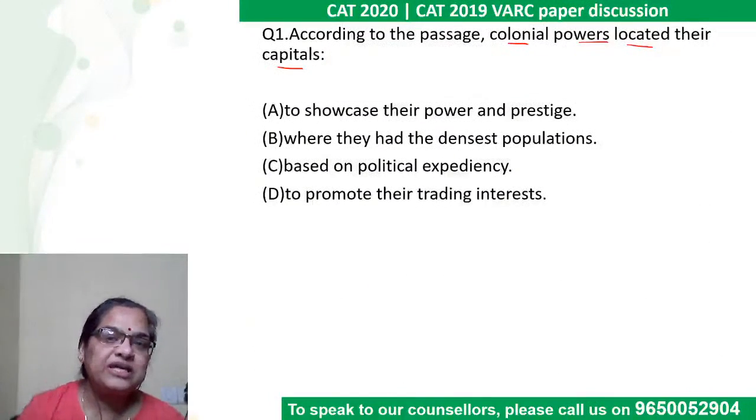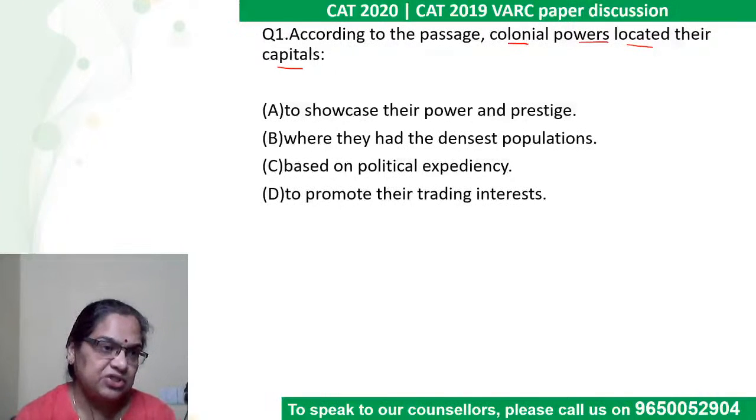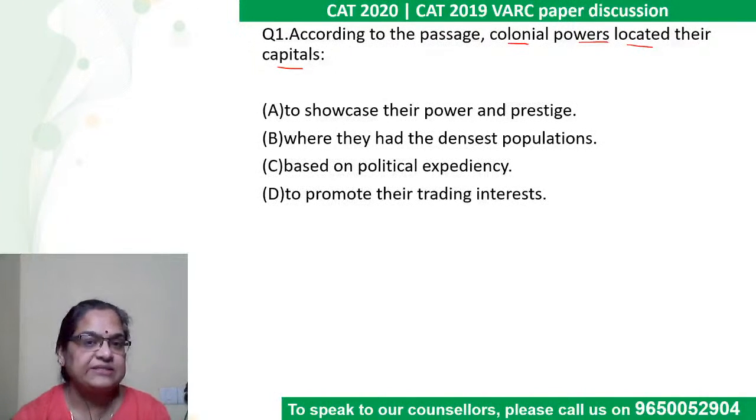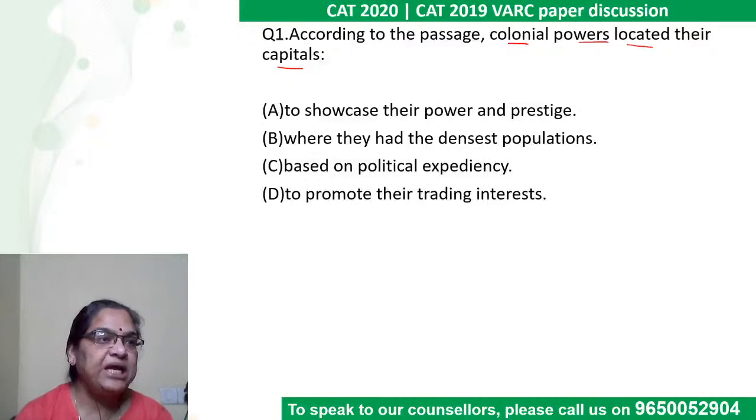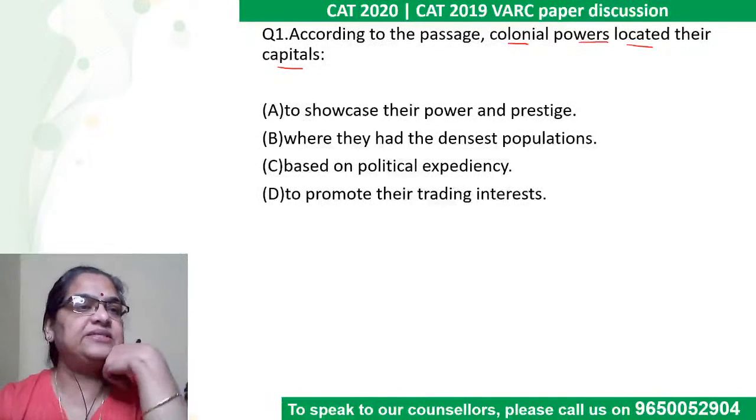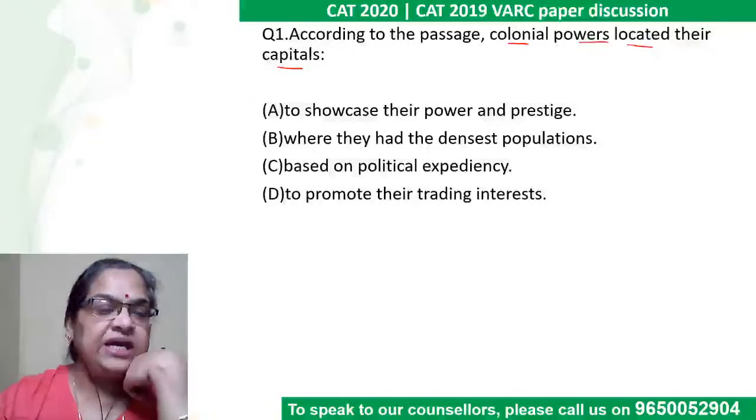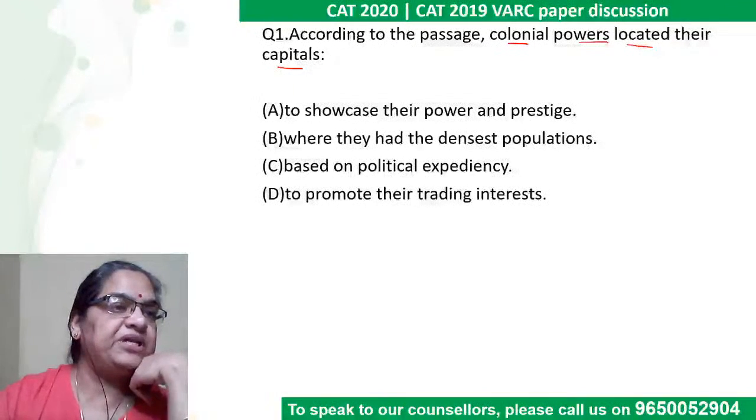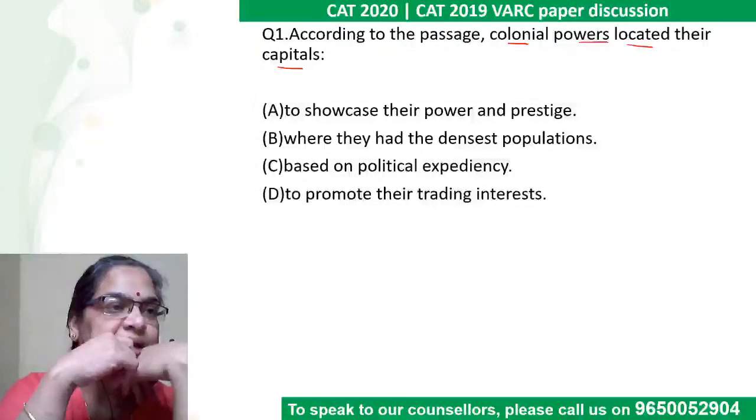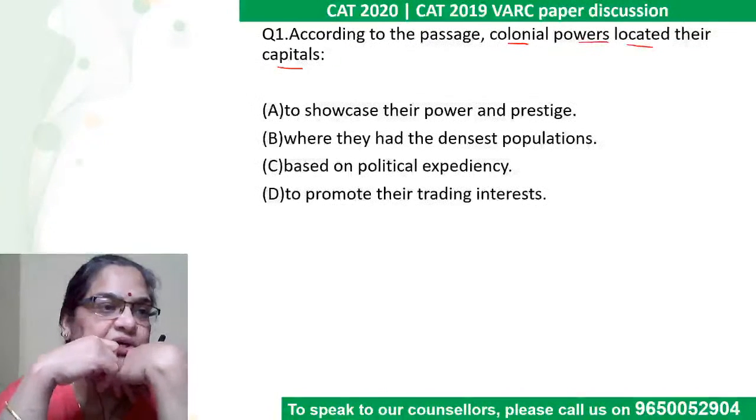So what was the reason they located their capitals on the coast? What was the reason? A, to showcase their power and prestige. B, they had the densest populations. C, based on political expediency. Or D, to promote their trade. What would your answer be? Quickly type in your answers. Is it A, B, C, or D?